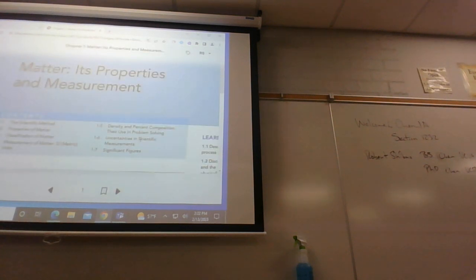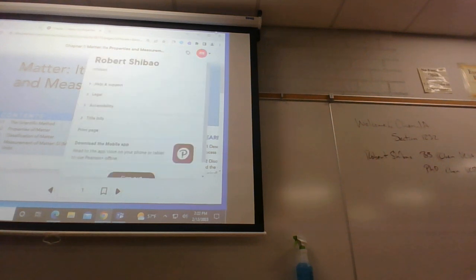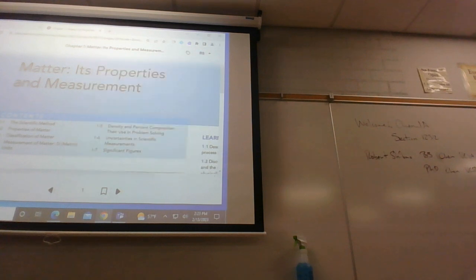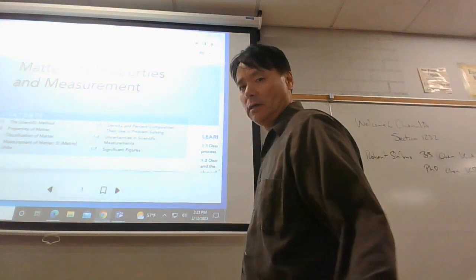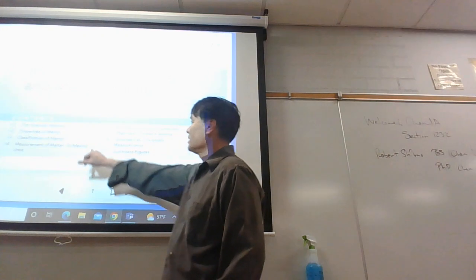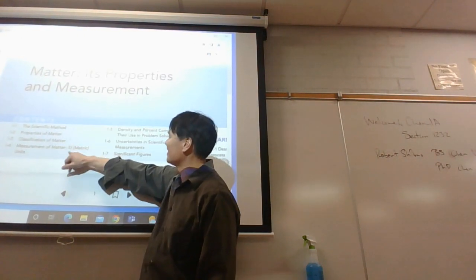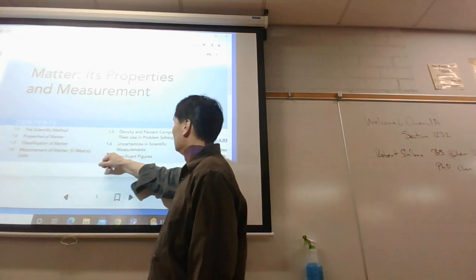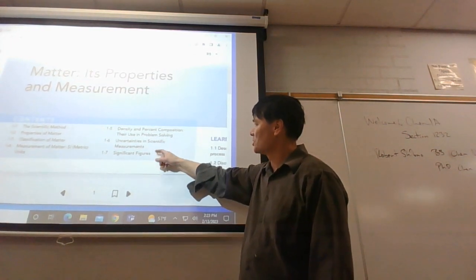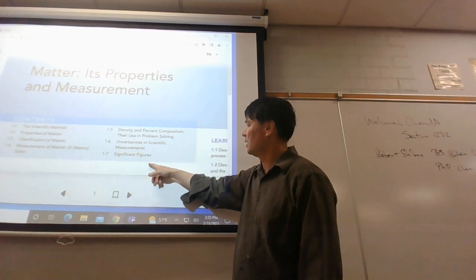All right, so I want to jump into the material here, chapter 1. I have the e-text, and also the hard copy here. Okay, chapter 1 deals with the scientific method, properties of matter, classification of matter. Matter is properties of measurement, basically. Density, percent composition, uncertainty, and sig figs.